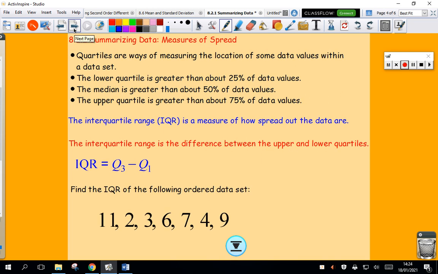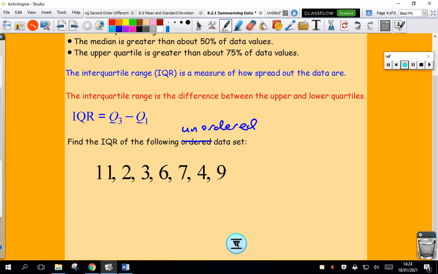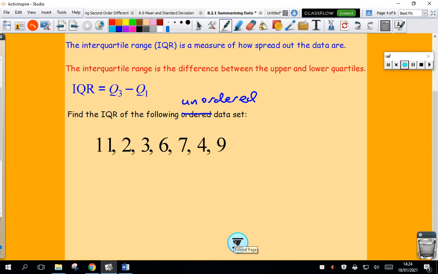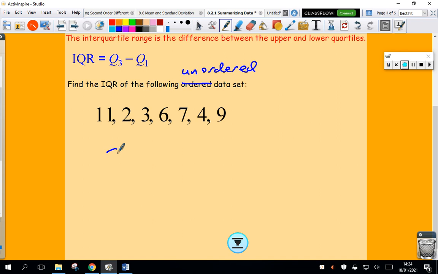Find the interquartile range of this unordered data set. That says ordered. Of course, that should be unordered. It's not in order, so I'm going to find the interquartile range. First thing, put it in order. 2, 3, 4, 6, 7, 9, 11.